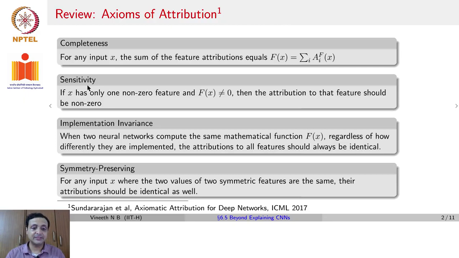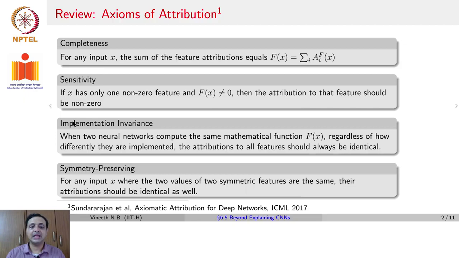Another axiom, sensitivity, states if x has only one non-zero feature and f of x, the output of the neural network, is not zero, then the attribution to that feature should be non-zero. And you'd actually find that gradient based methods do not satisfy this sensitivity axiom. Think about it and try to answer why. You can also read this paper for the answer. Integrated gradient actually satisfies it, while vanilla gradient based methods do not satisfy the sensitivity axiom.